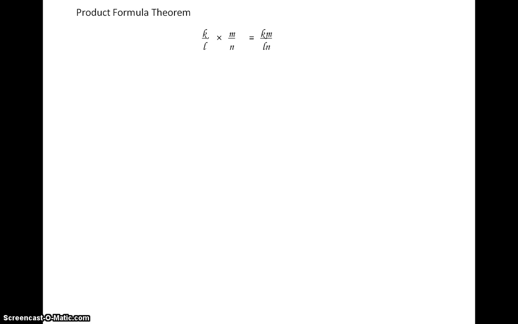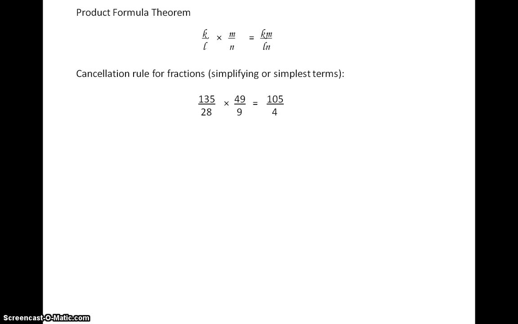Alright, so this is what we call the product formula theorem. Product meaning multiplication. If you have two fractions being multiplied, then essentially you do the same thing as fraction of a fraction: you multiply the numerators and multiply the denominators. The cancellation rule for fractions comes from this, where now we can simplify or put in simplest terms. So let's look at the example, 135 over 28 times 49 over 9, and it's going to equal 105 over 4.